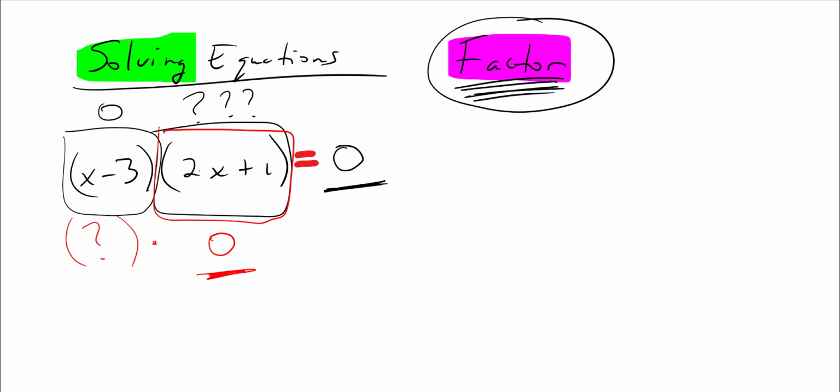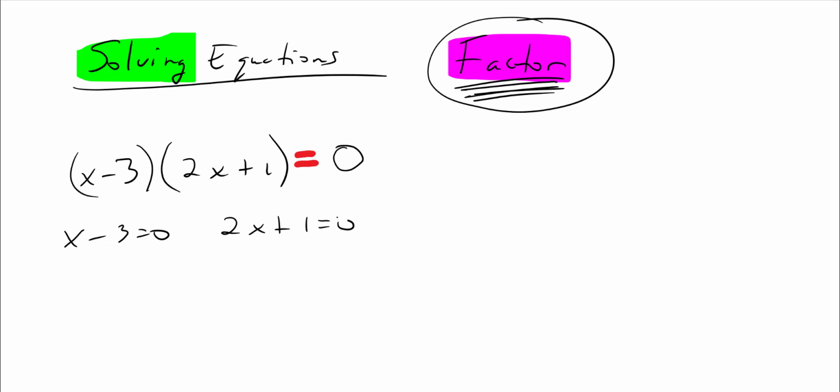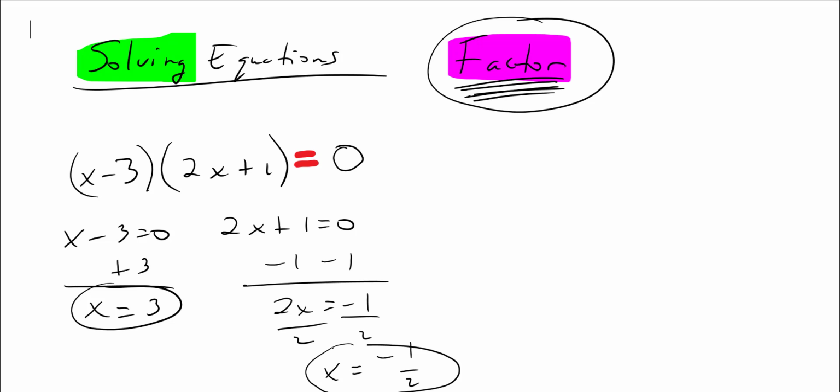So let me get rid of this stuff around here. All right. I'm going to set each of these equal to 0. x minus 3 equals 0, and 2x plus 1 equals 0. Add 3, so x equals 3. And subtract 1, so 2x equals negative 1. Divide by 2, x is negative 1/2. There you go. Those are your two answers for this problem, guys. x equals 3 and x equals negative 1/2.